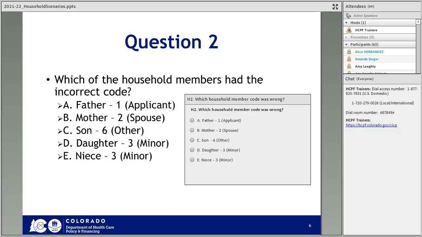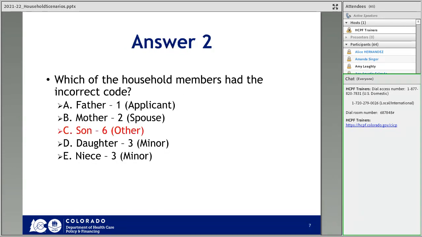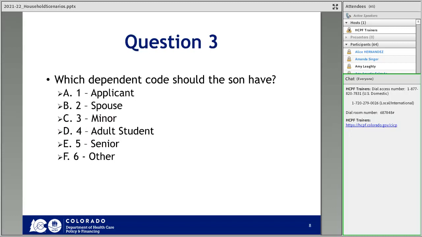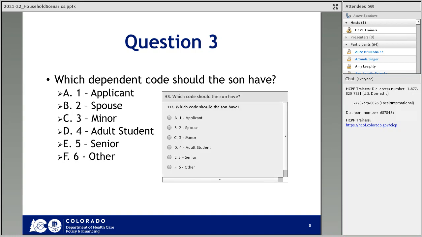Okay, so the correct answer for this one is the son. The son has the incorrect code. So which code should he have? A reminder, he is 19 and in college.